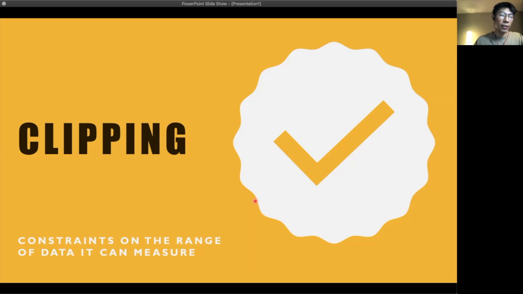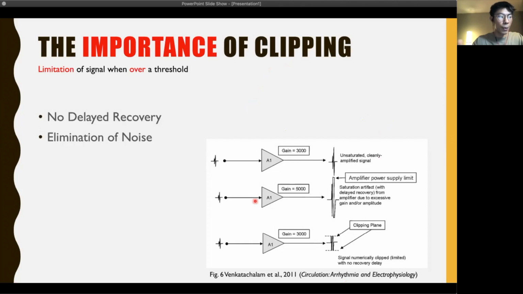Now, clipping is a method that we can use to eliminate delay recovery. Clipping is basically constraining the range of data it can measure. So it basically cuts off a signal above a predetermined amplitude, which gives you a more accurate representation of our physiologic signals without delay recovery. It also eliminates any noise signals outside of this clipping plane.